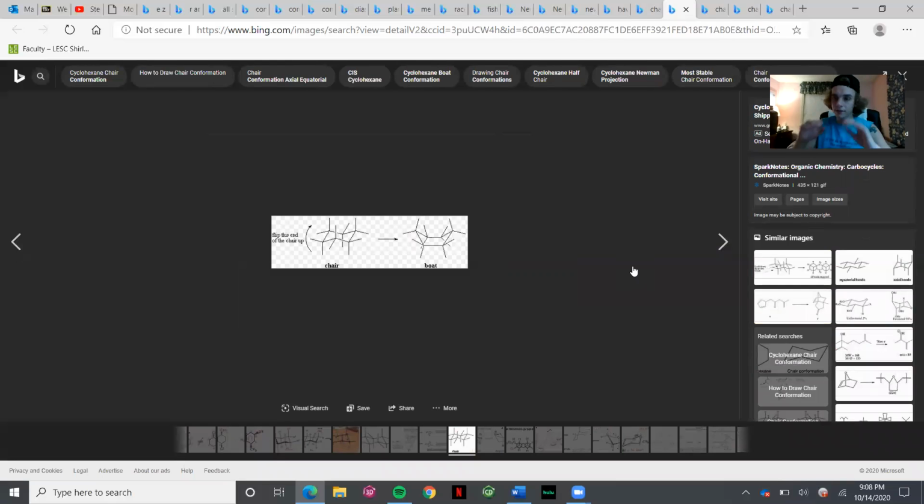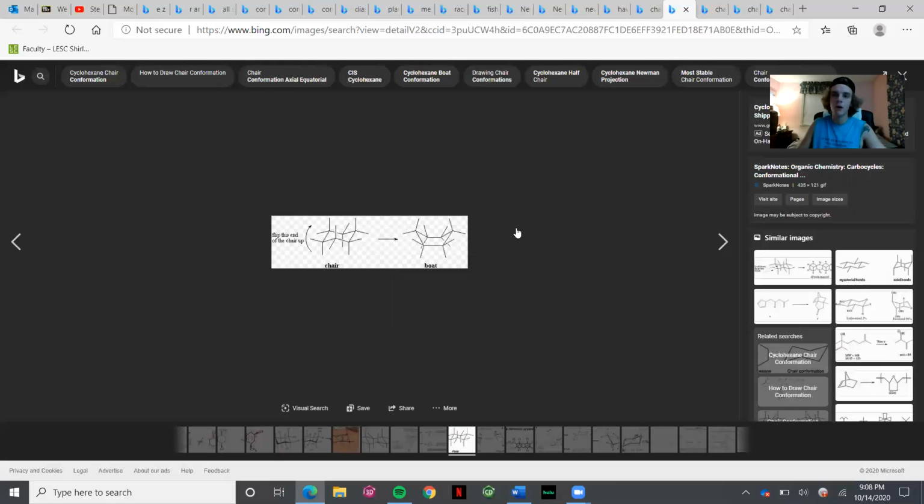Alrighty, so there are 2 different conformations. There's the chair conformation, there's the boat conformation. Now, when you're using these, most of the time you'll use the chair. The only time you'll be tested on the boat, usually in your entire career, will be in organic chemistry. And here's the difference between the chair and the boat.